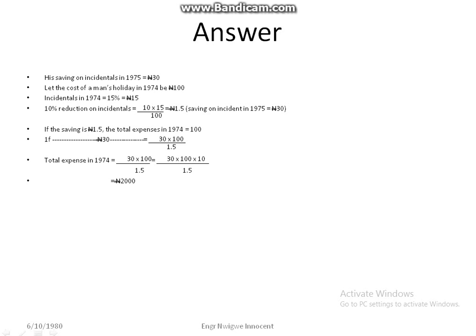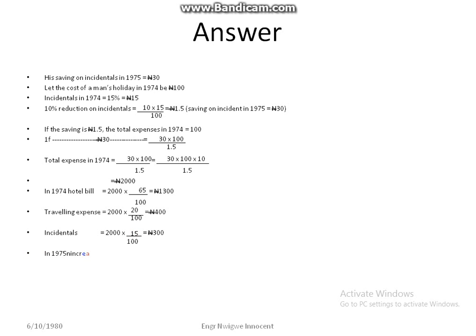2000 times 65 over 100 gives us 1300 naira. Traveling expenses is equal to 2000 times 20 over 100, which gives us 400 naira. Incidentals is equal to 2000 times 15 over 100, which gives us 300 naira. In 1975, increase in hotel bills is equal to 1300 times 40 over 100, which gives us 520 naira.